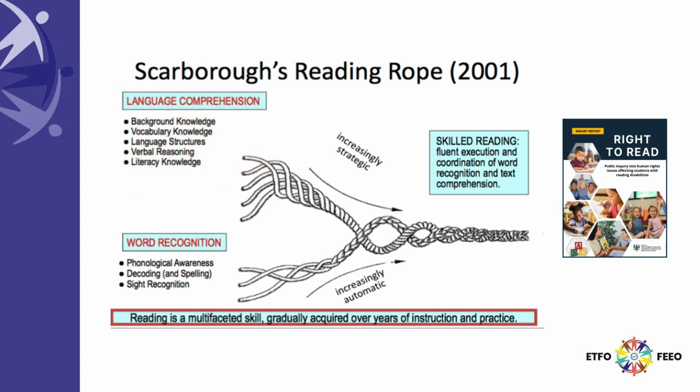Educators often use the reading rope as a guide to design effective reading instruction that addresses each component of reading. It emphasizes that reading is not just about decoding words, but also understanding the content and meaning of the text. By addressing all aspects of the reading rope, educators can help students become more skilled and confident readers. Now, let's see how Scarborough's reading rope relates to the Ontario curriculum.